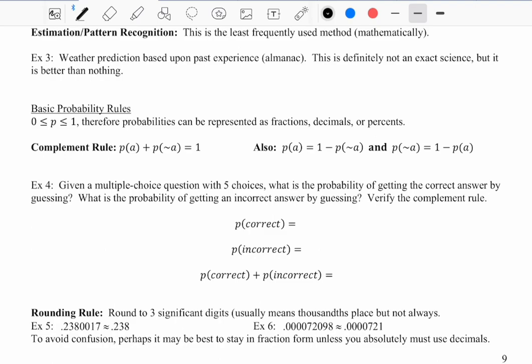Anyway, probability values have to be between 0 and 1. Typically we go decimal, but you can go fraction as long as that fraction is basically not an improper fraction. It's got to be equivalent to a value that's between 0 and 1.